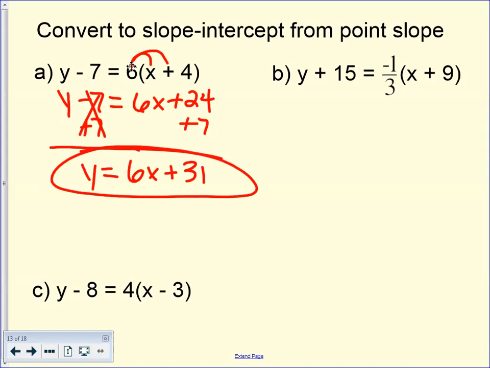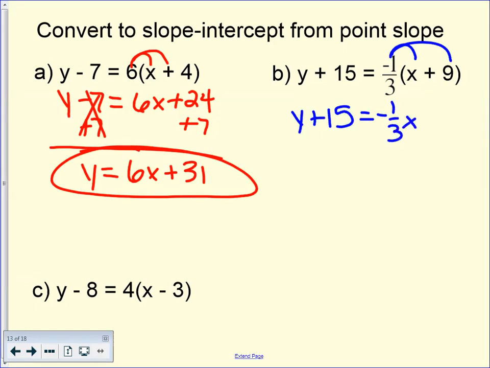All right, pause the video, see if you can do the next one. Now, if you've already looked at this and you're like, ooh, fraction, don't like that, it's okay, we know how to deal with fractions. It's no different than any other number. Distribute. My steps don't change. I'm still following the same steps that I did in the last problem. I just got a fraction now.